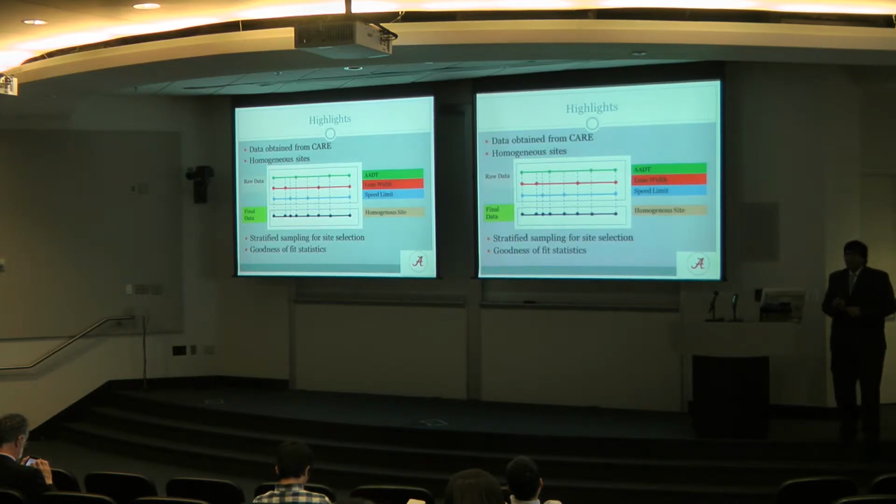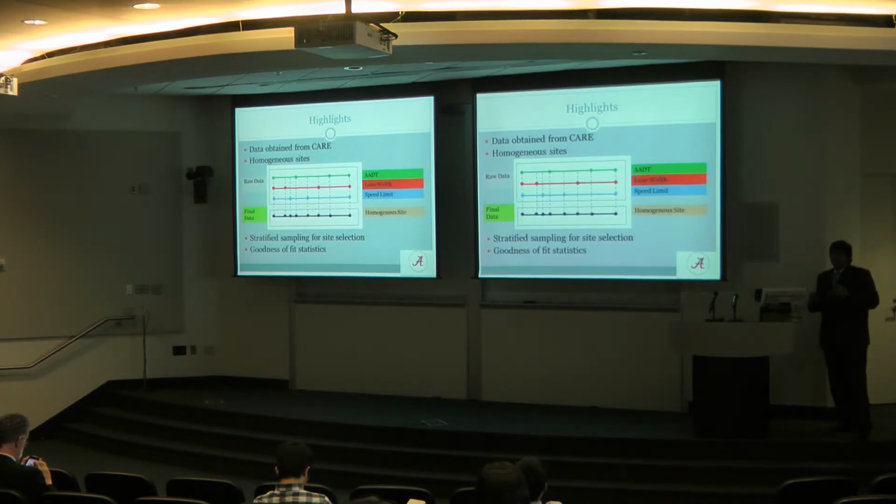The highlights of this study were, we obtained the data from CAD. It is the same system from which we got the data for bridge rails. And the main thing we did here was creating homogeneous sites. This is very important for this study because if we want to attribute anything to crashes, you need to have it constant. That attribute should be constant for the whole stretch of the road. So the data which we had were in 0.01 mile segments, and what we did was create 0.5 mile segments of road.